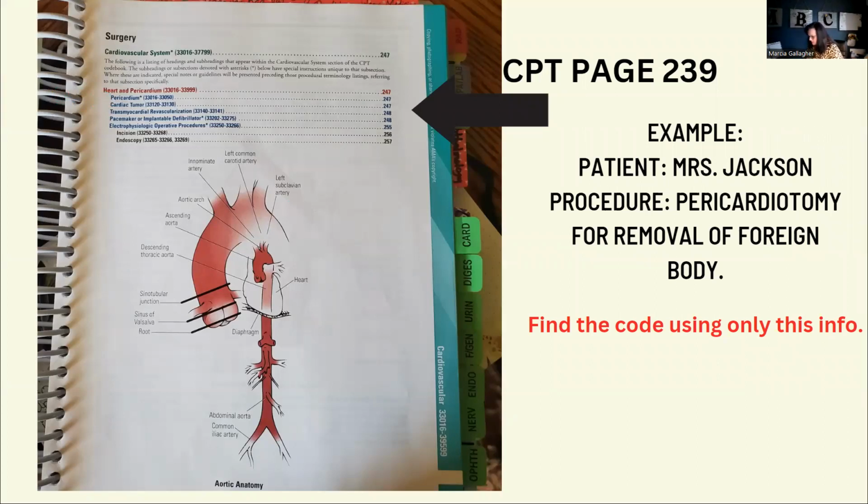Pericardiocentesis, that's not what we're looking for, is 33016. 33017 is a pericardial drainage, not what we're looking for. 33018 is birth through 5 years old, again, not what we're looking for. 33019 is a pericardial drainage. This is nothing about drainage. We're looking for removal of a foreign body, so that's not what we're looking for.